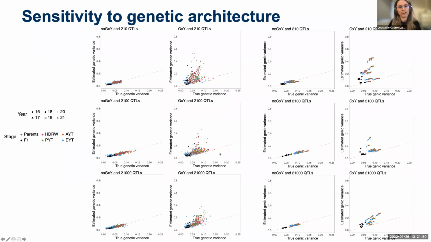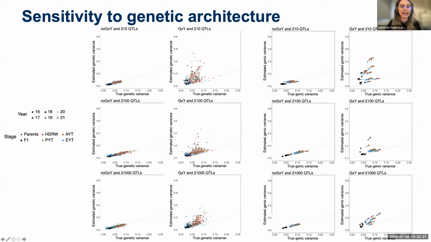Well, to test our framework's sensitivity to different genetic architectures, we did additional simulations, varying the number of QTL and adding genotype by environment interaction. Actually, it's genotype by year interactions. As a result, we saw that the framework depends on the ability of the fitted statistical model to capture the genetic complexity of the analyzed trial.